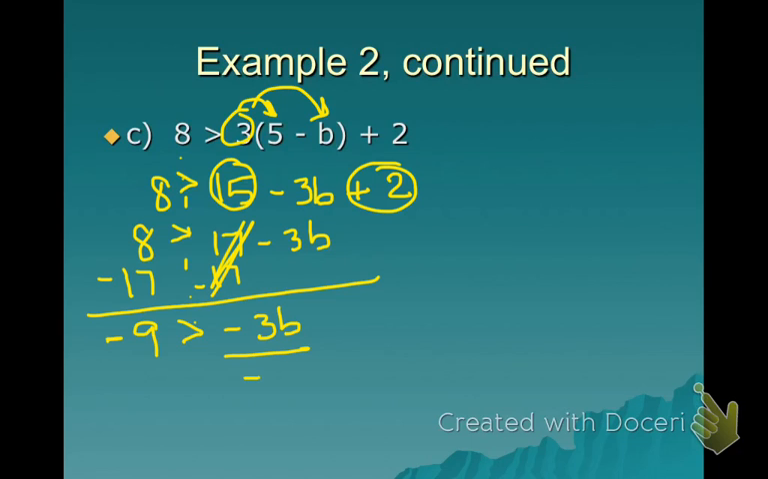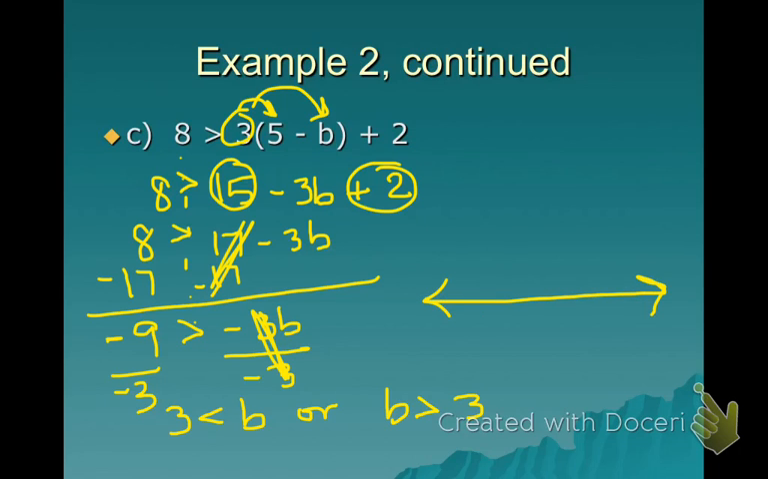So if we divide by a negative 3, what happens to our symbol? We have a positive 3 is less than b, which we could write as b is greater than positive 3. What does that look like on a graph? Positive 3 here, a couple numbers around it, an open circle at 3, and it goes to the right. Okay?